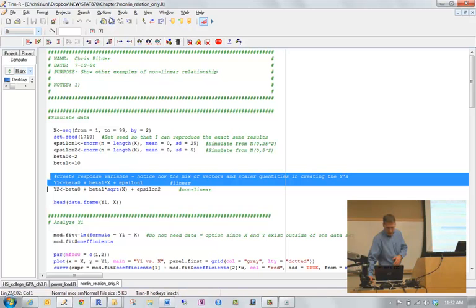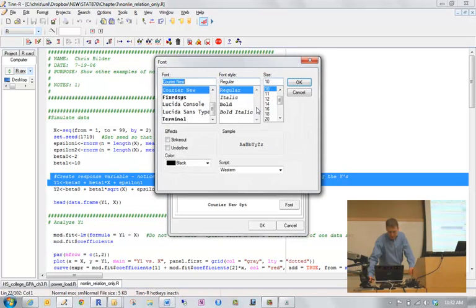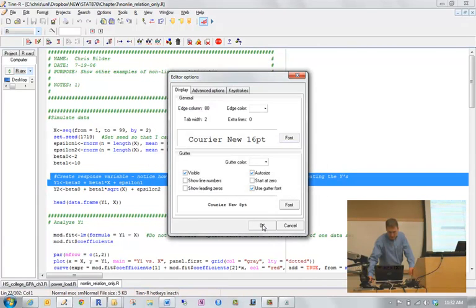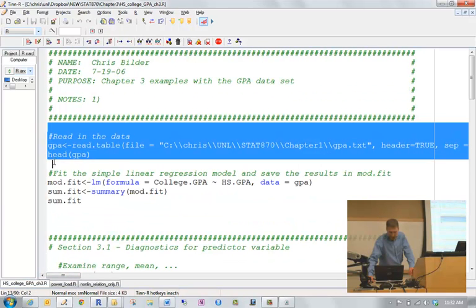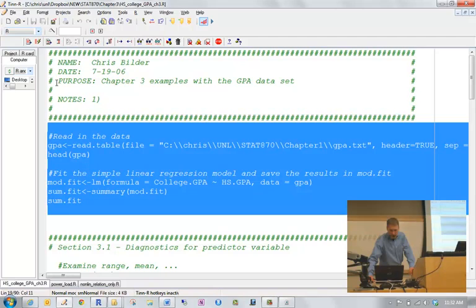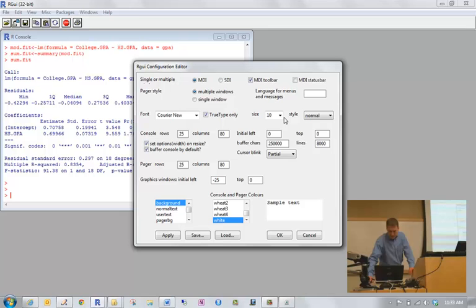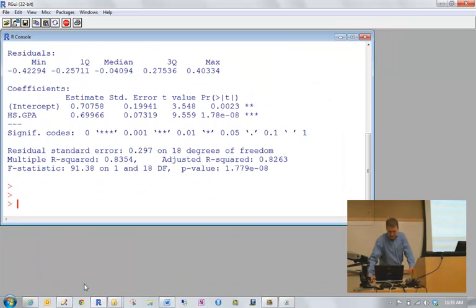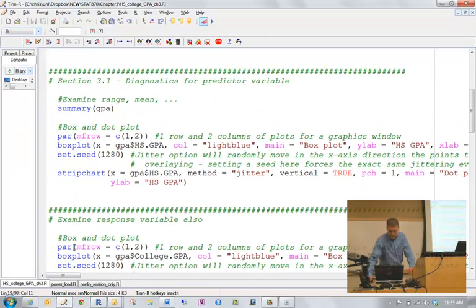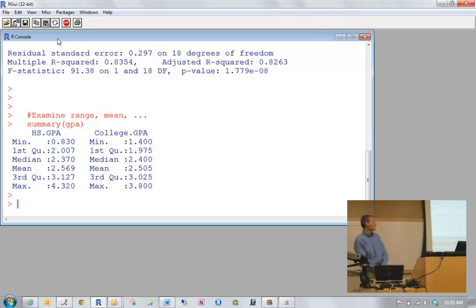So let me go over here. Let me make this a little bit bigger too. Let me go over here to 10. And so there's my data. I'm going to estimate the model. Let me load this up as well. And the very first simple thing is use the summary function, as we've done before, just to make sure you know what the range of the x's are.